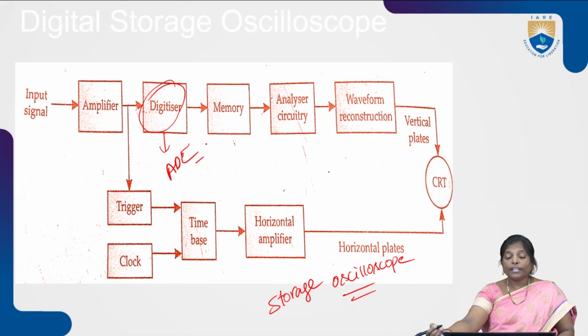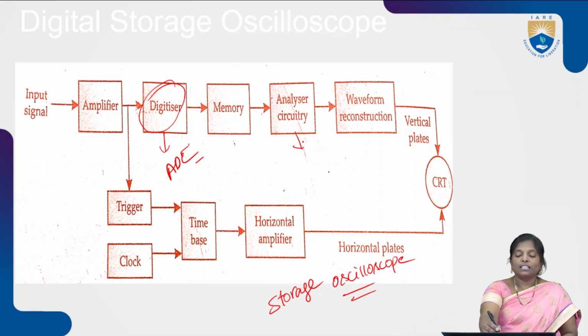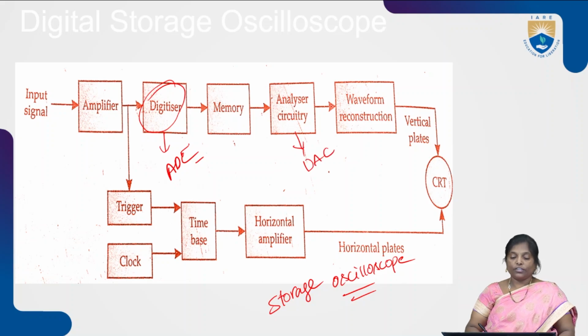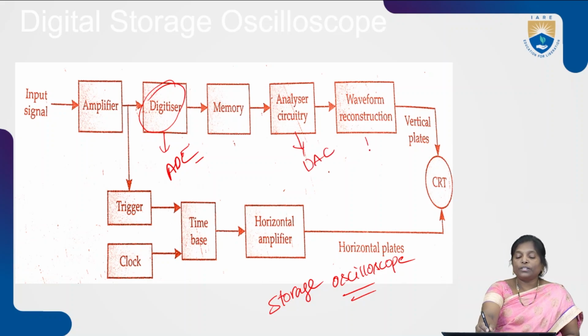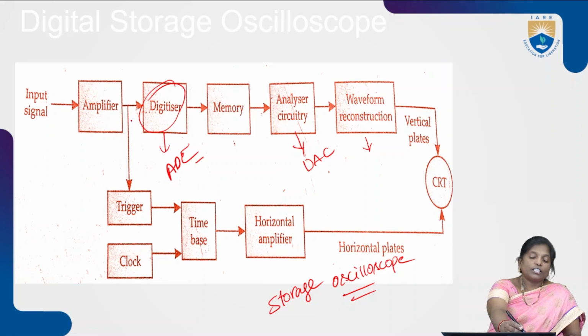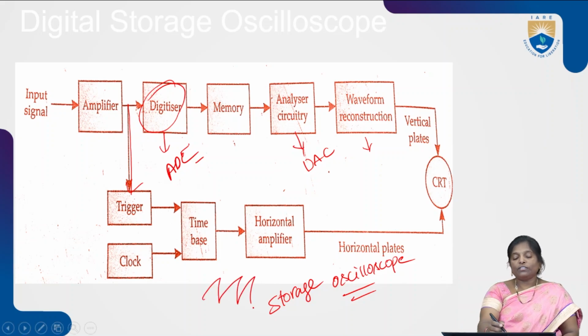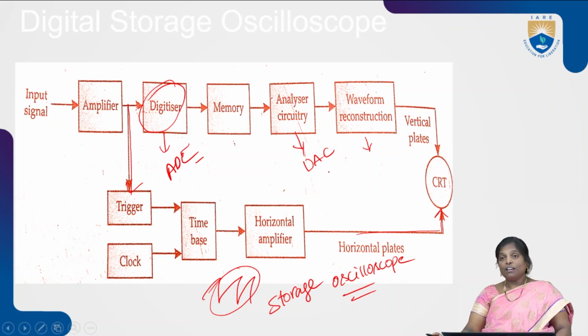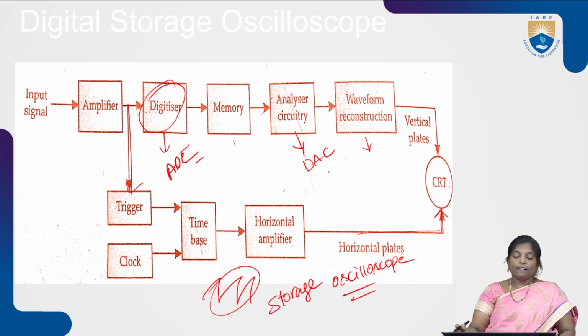Similarly, the digital to analog converter circuit is called analyzer circuitry, and this is waveform reconstruction. To get the original signal, that is called waveform reconstruction. And here along the horizontal amplifier section, when we apply the triggering pulse, the time-base generator generates the ramp signal. According to that ramp signal, the horizontal amplifier will take the input and then that digital data is converted into analog, and that analog information is given to the horizontal deflection plates.